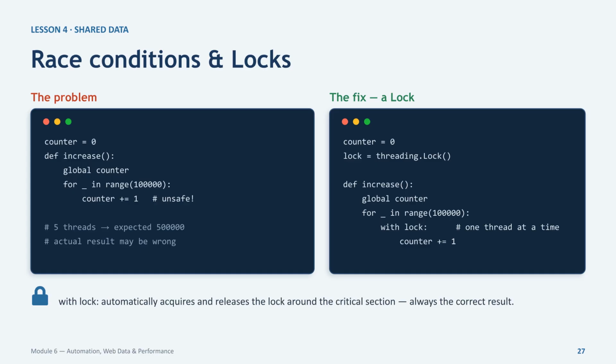When multiple threads access the same data, you risk race conditions. This is where you use a lock. By wrapping your shared data access in a with lock block, you ensure only one thread can modify the data at a time, preventing errors and ensuring your program produces consistent, correct results.